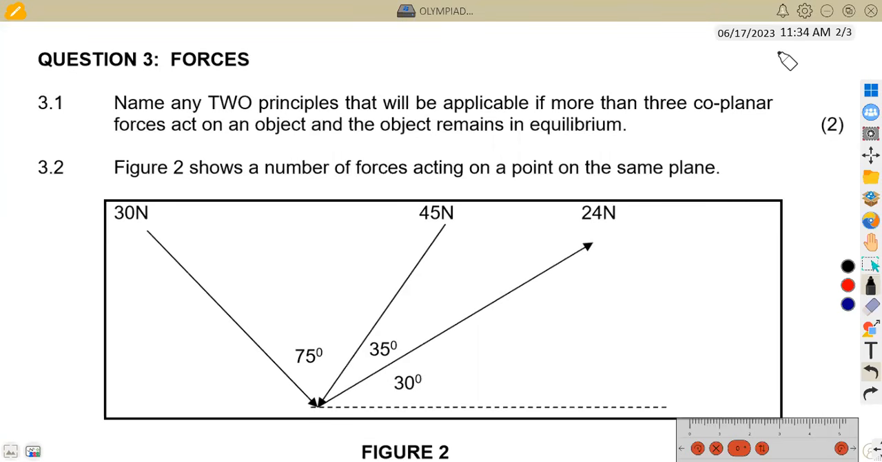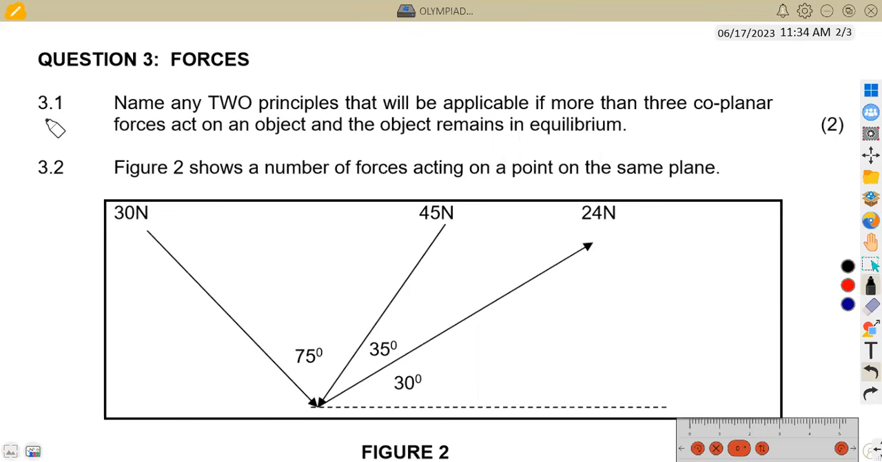Still working on engineering science N3, that is working on revisions. We have got the question on forces that we are going to work on, that is from the question paper of August 2017. So that is question number 3.